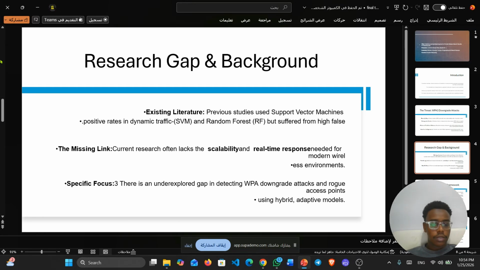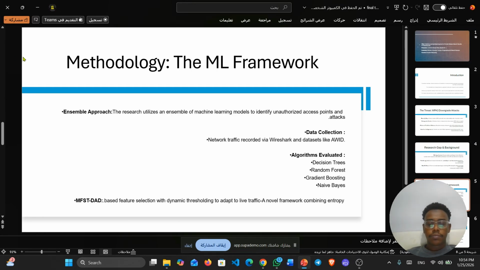Let's go to the next section, the methodology. So how do we solve this? The research analyzes an ensemble machine learning approach. Instead of relying on just one algorithm, we use a combination like random forest and gradient boosting. I analyzed this methodology and found it to be very effective because it uses something called MEST. That's a fancy way of saying the system sets a dynamic threshold. If the network traffic starts acting weird, the threshold adjusts automatically to catch the intruder.